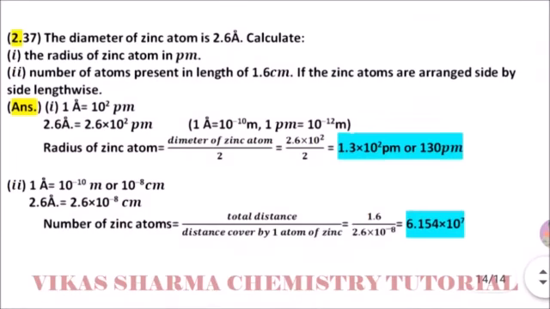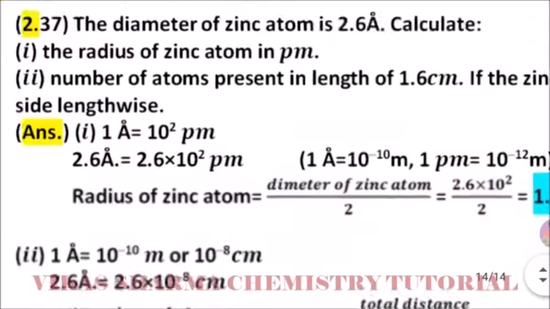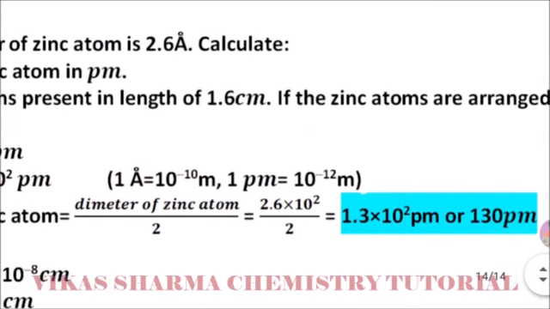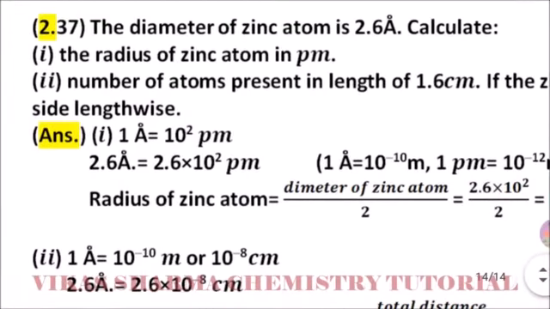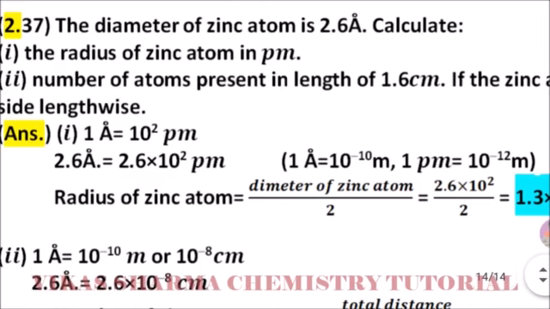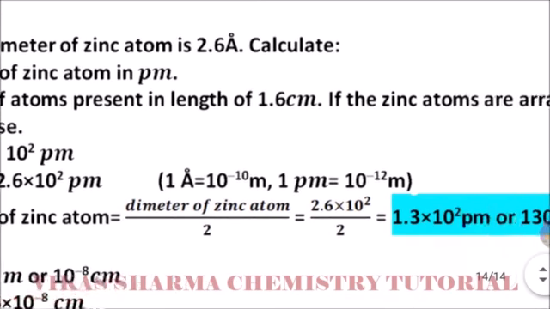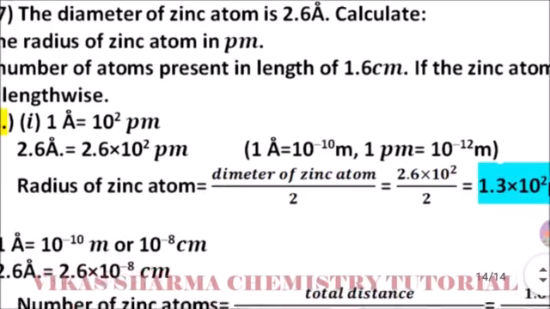The next is question 2.37. The diameter of a zinc atom is 2.6 angstrom. Calculate the radius of the zinc atom in picometer and the number of atoms present in a length of 1.6 centimeter. The zinc atoms are arranged side by side lengthwise. So student, we know 1 angstrom is equal to 10 to the power 2 picometer. So 2.6 angstrom is 2.6 into 10 to the power 2 picometer, because 1 angstrom is equal to 10 to the power minus 10 meter, and 1 picometer is equal to 10 to the power minus 12 meter.